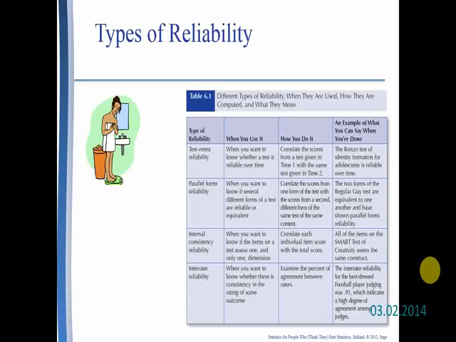You know, they tend to give the same results every time you get on them. Parallel forms of reliability is when you weigh yourself at home, and then when you go in for your exam, you get weighed there, and so you can compare the two.